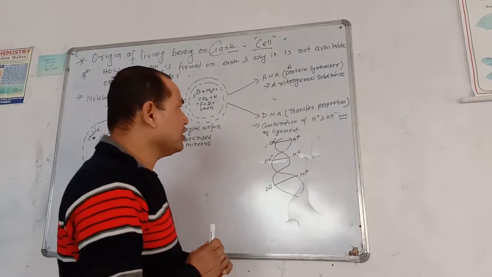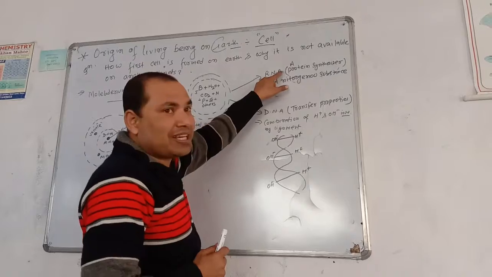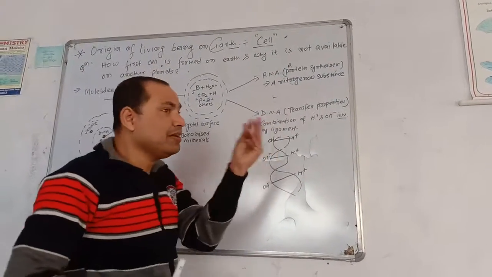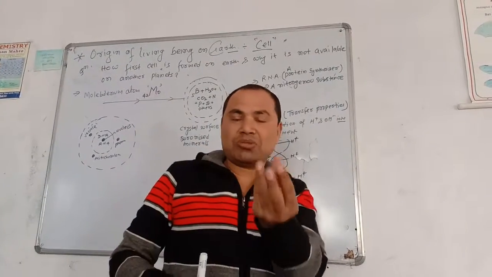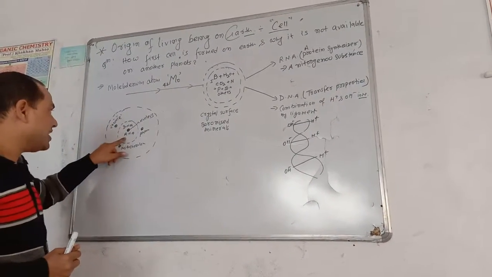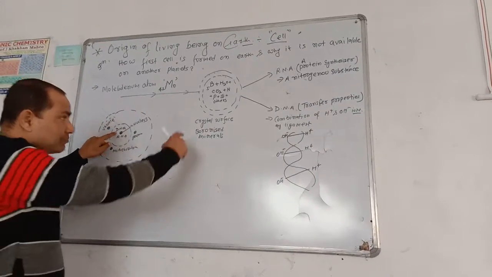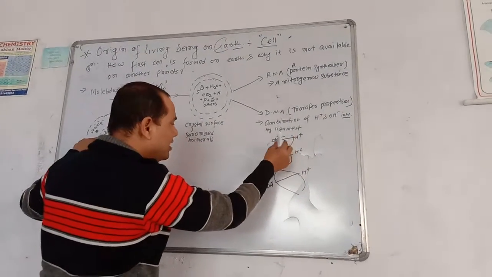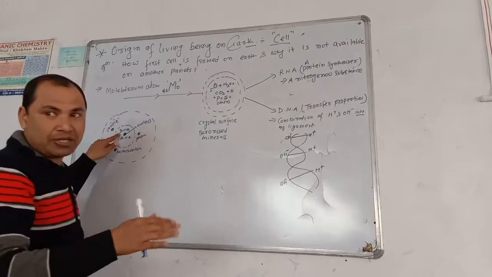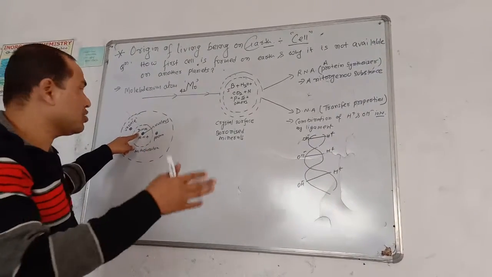But the most important thing to know is that RNA, ribonucleic acid, and DNA, deoxyribonucleic acid, remain in the nucleus of the cell. It means the nucleus forms first. This nucleus contains the RNA, a nitrogenous substance, and DNA. The DNA is the smallest part of the cell nucleus, which is responsible for transferring the property from one generation to another generation.